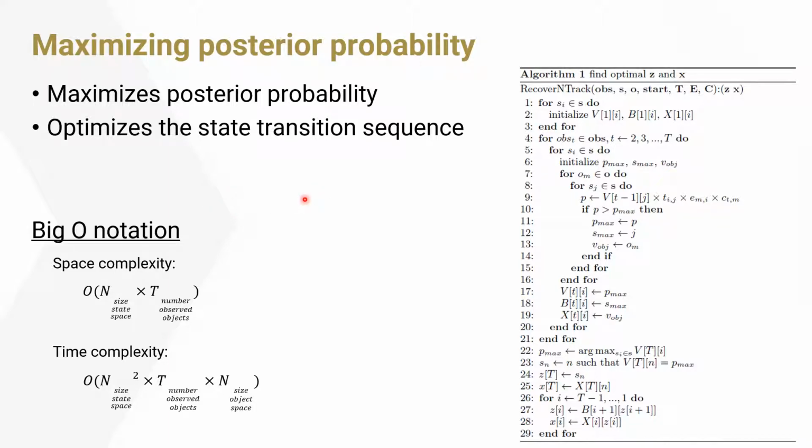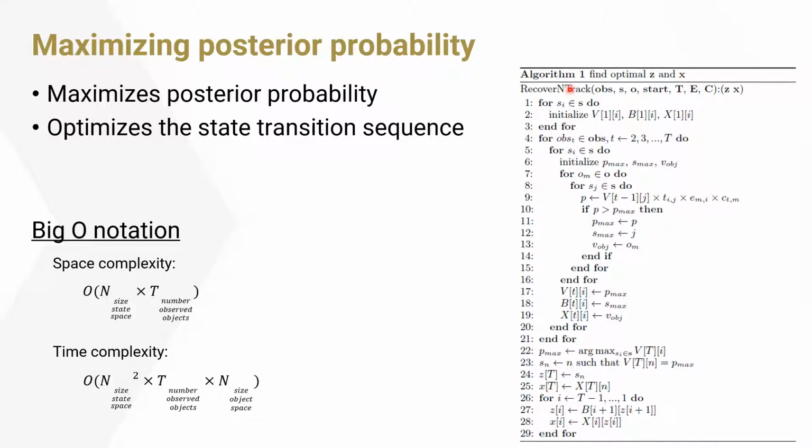So from the previous slide, we can utilize the math from it. And how the researchers did this is they developed an algorithm over here, which is going to allow us to maximize the posterior probability and optimize the state transition sequence. So let's go over exactly how this code achieves that.